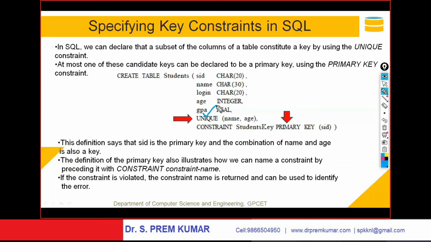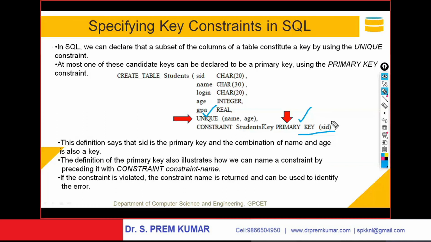The constraint: student key, primary key SID. You observe here, I am using a constraint called primary key. Primary key is a constraint. Unique is a constraint. Primary key means it should be not null and unique in nature. The meaning of primary key is not null and unique.